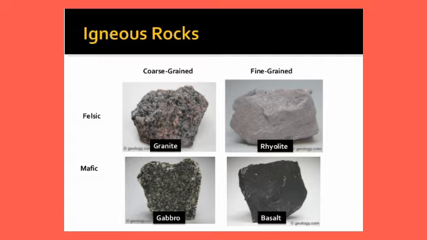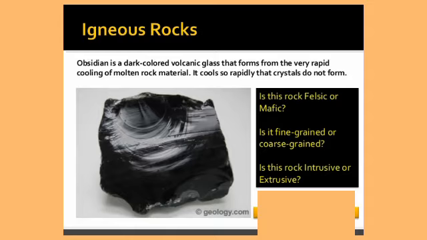Children, under felsic, the coarse-grained example is granite and the fine-grained example is rhyolite. Under mafic, the coarse-grained example is gabbro and the fine-grained example is basalt. Obsidian is a dark-colored volcanic glass that forms from the very rapid cooling of molten rock material. Children, it cools so rapidly that crystals do not form in it.